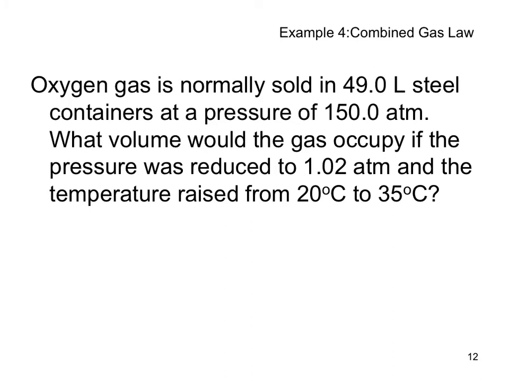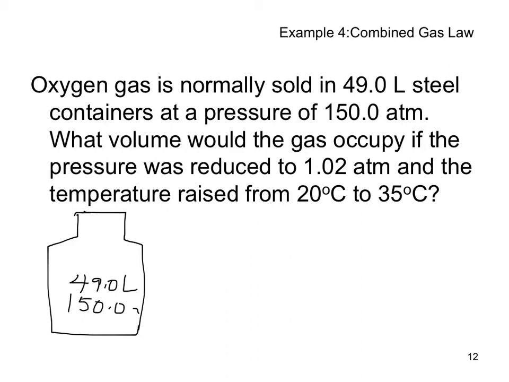Let's see if we can put things in perspective. We are given that oxygen is normally sold in a 49-liter steel container. So this is a cylinder, let's say. This is the steel cylinder. The volume for this is 49.0 liters. The pressure that is maintained is 150 atm. What volume would the gas occupy if the pressure was reduced? So we have a little nozzle and we are just going to release that, and it's going to come from 150 to 1.02 atmosphere. That means the atmospheric pressure.